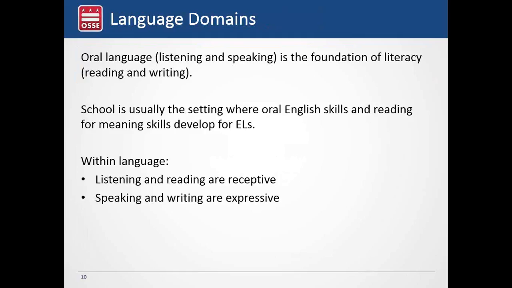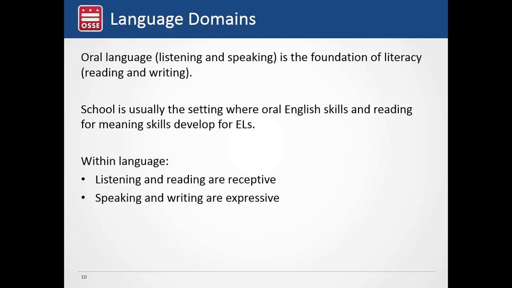Oral language is comprised of the listening and speaking domains. It is known as the foundation of literacy, and literacy is comprised of the reading and writing domains. For English learners, school is usually where oral English skills develop, and reading comprehension, or reading for meaning, happens at school more for ELs in general.